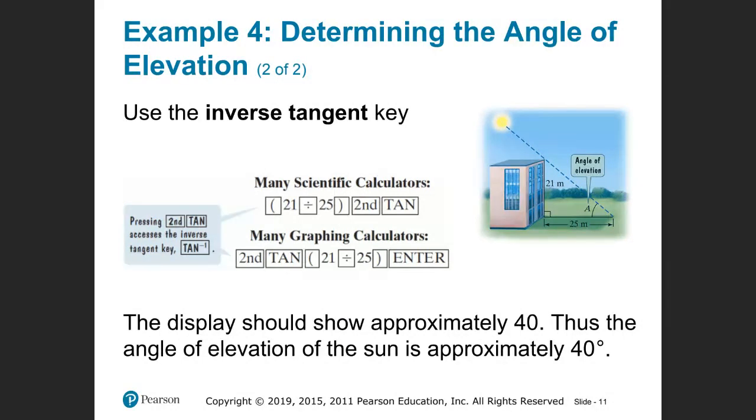To find this, we can use the inverse tangent key, and this shows you what keys to press if you're using a lot of the scientific calculators or some of the graphing calculators. You can refer to your instructions for your specific calculator. But when we follow the keystrokes, we find that the display is approximately 40. So that means that the angle of elevation of the sun is approximately 40 degrees. And that concludes this lesson.